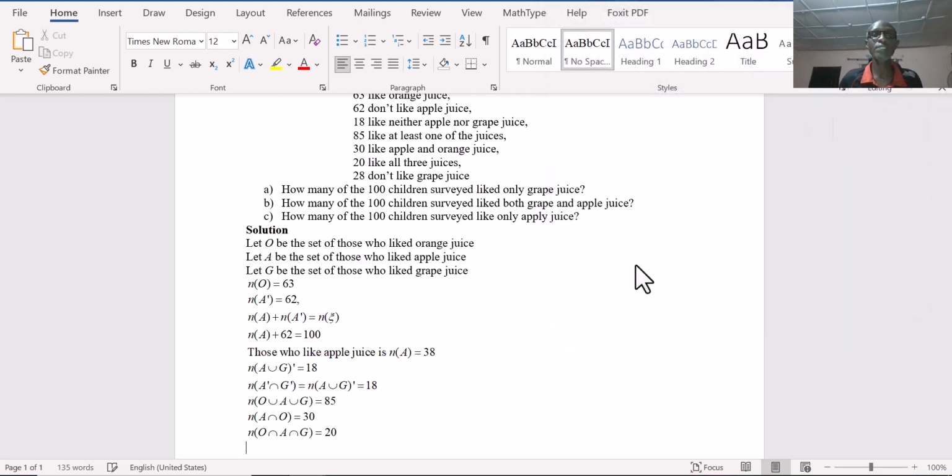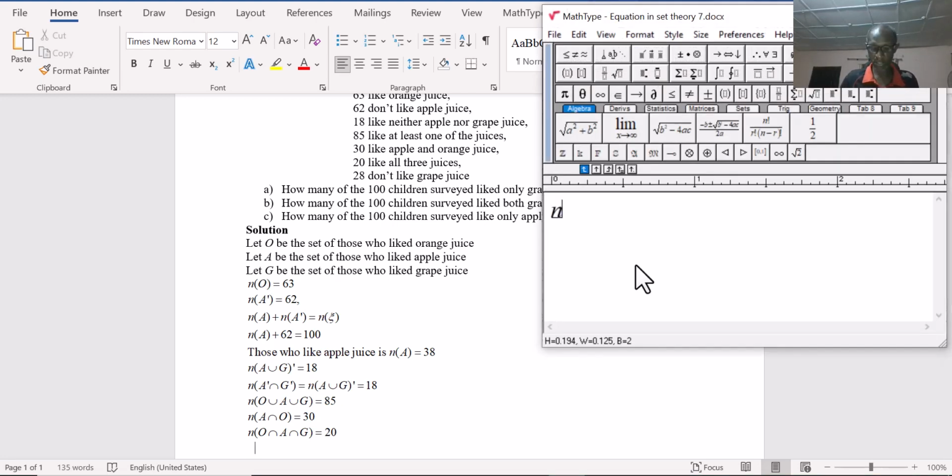So the last statement is 28 don't like grape juice. They don't like grape juice. Since they don't like it, those who like it is G. We have said let those who like grape juice, let it be G. So those who don't like it will be G complement. So that's 28.